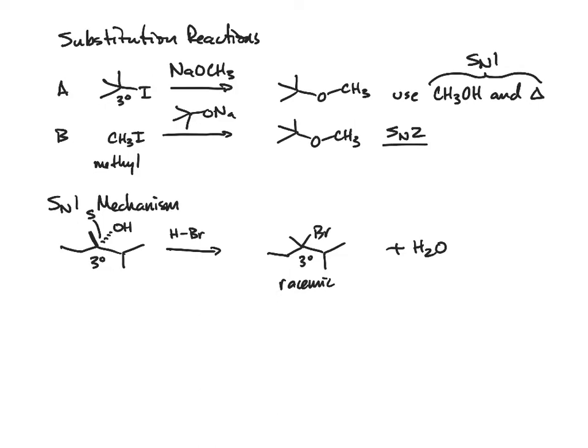So SN1 chemistry proceeds with racemization. SN2 chemistry proceeds with inversion. So those are two terms you need to know, inversion and racemization. So SN1 proceeds through racemization. SN2 proceeds through inversion. So let's understand why that is.